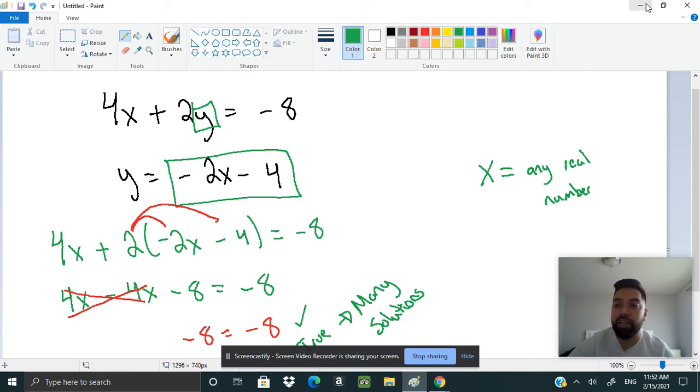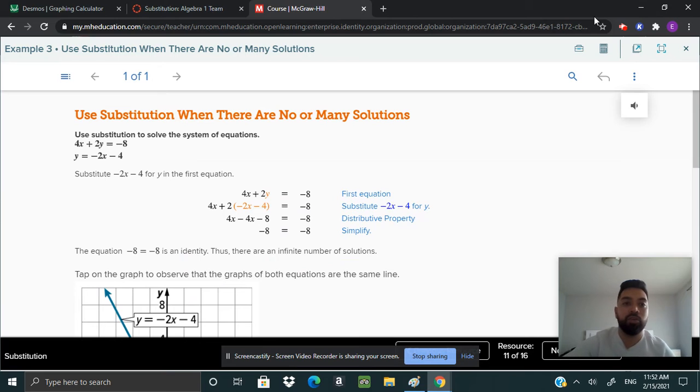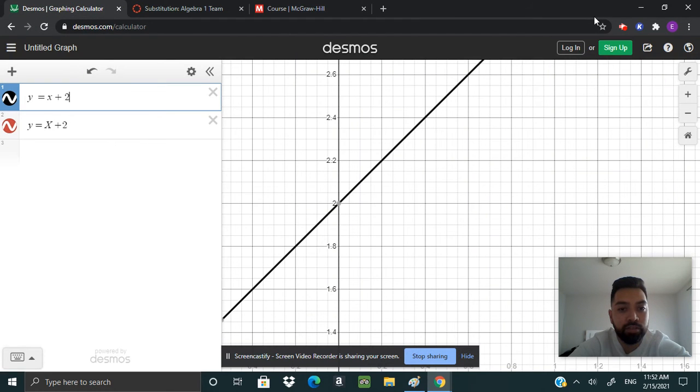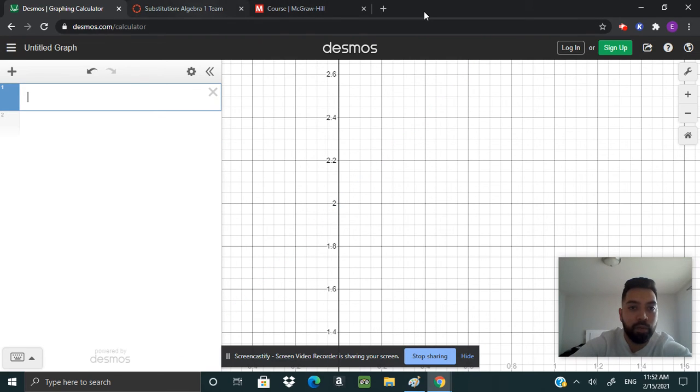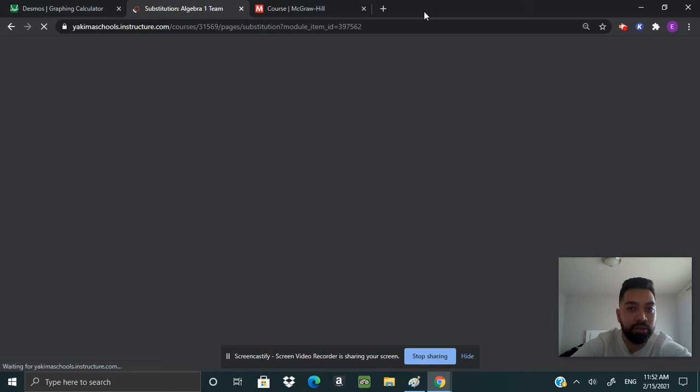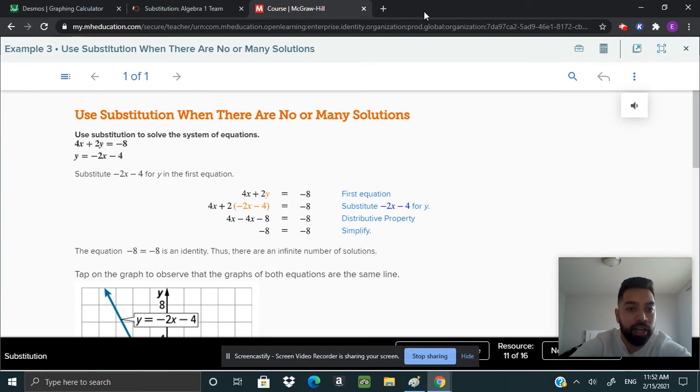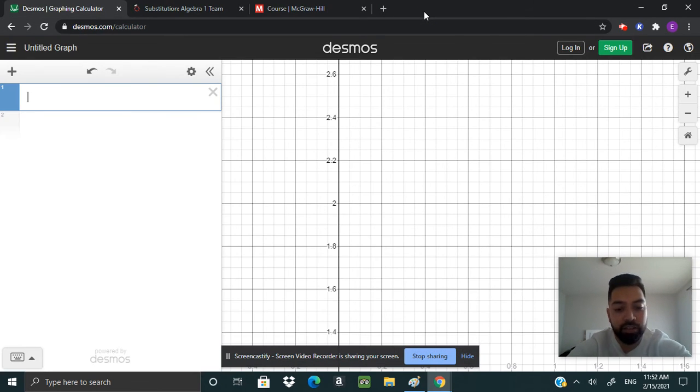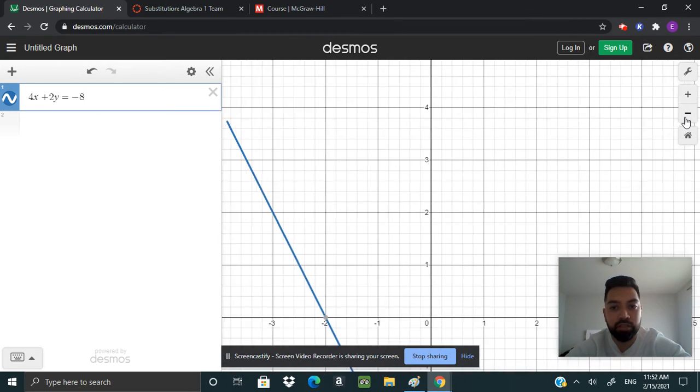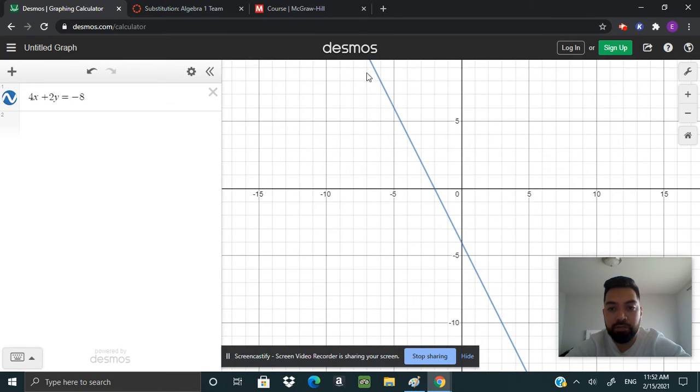Now we can show that by looking at a graph. Okay, let's go back to the Desmos calculator that you guys are starting to get familiar with now, and let's type in these two equations and see what happens. So let me delete these. The first equation is, back over here, 4x plus 2y equals -8. So 4x plus 2y equals -8. Let me zoom out. There it is. There's the first equation.